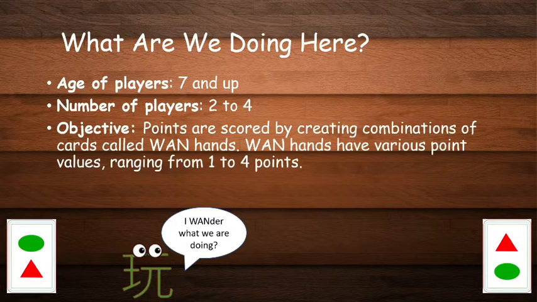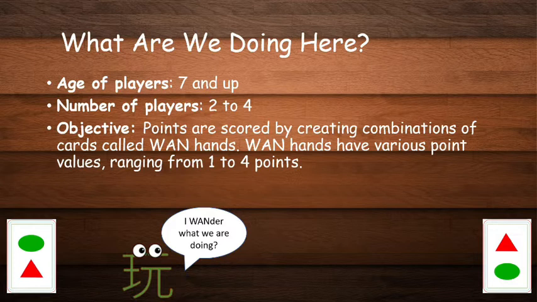And the objective of the game is that we want to score points. And we score points by creating combinations of one hands. So one hands, okay? And every one hand can range from 1 to 4 points. Whenever you do a round, you can get 1 point, 2 points, 3 points, or 4 points. You can't get beyond 4 points.